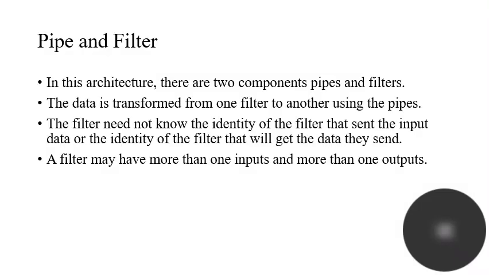Next, pipe and filter. Here, pipe and filter architecture is a design pattern where the system is structured as a chain of processing elements connected by data streams. Here each filter performs a specific transformation on the data. Pipes are connectors that transfer the data from one filter to another filter. It is also called the data flow architecture because data flows through a sequence of processing steps.